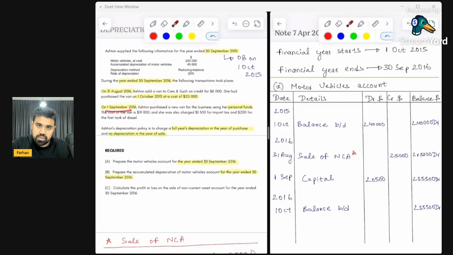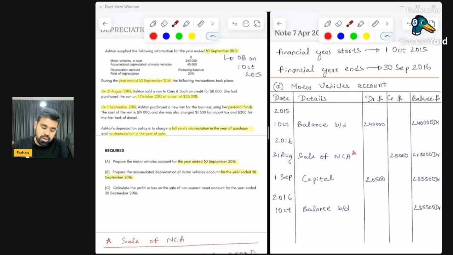On 1 September 2016, Ashton purchased a new van for the business using her personal funds. The cost of the van is $19,000, and she was also charged $1,500 for import tax and $200 for the first tank of diesel. We also bought a new non-current asset. So in this financial year ending 30 September 2016, we first sold one non-current asset and later we also purchased a new non-current asset. Ashton's depreciation policy is to charge a full year's depreciation in the year of purchase and no depreciation in the year of sale.